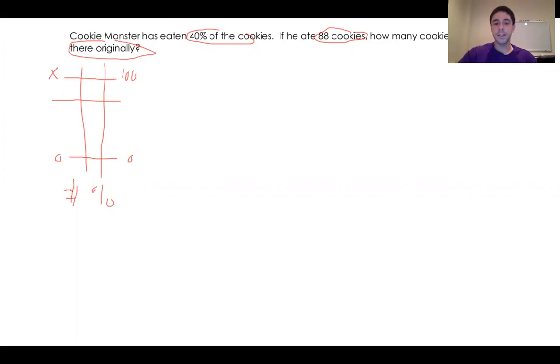What information is given to us that will be helpful in solving this problem? Right, we know that he ate 88 cookies, which is 40% of the total amount of cookies. Awesome job, everybody. So we have Q equals percent times whole. I'm going to use the same equation for each of these. Q is quantity, percent is percent, and whole is whole.